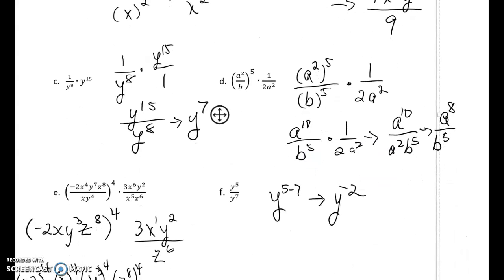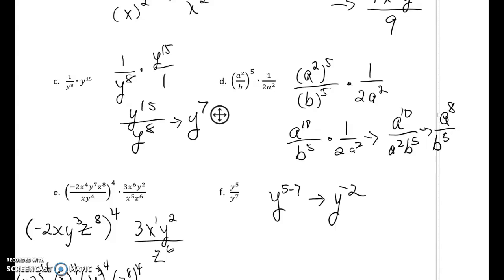All right, part C. I'm multiplying a fraction times something that's not a fraction. In situations like this, we can rewrite y to the 15th as a fraction, just putting a 1 underneath. When you multiply fractions, you multiply straight across. So I get y to the 15th divided by y to the 8th. When I use the quotient rule, that gives me y to the 7th.